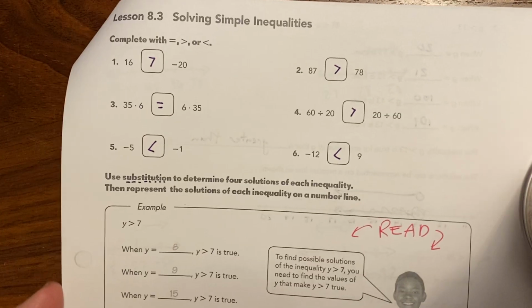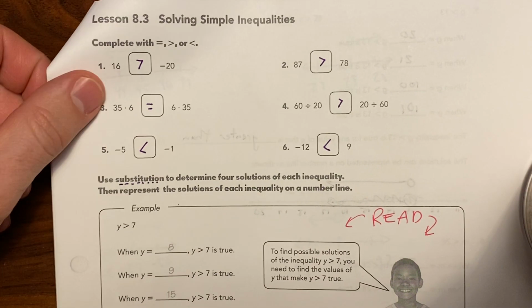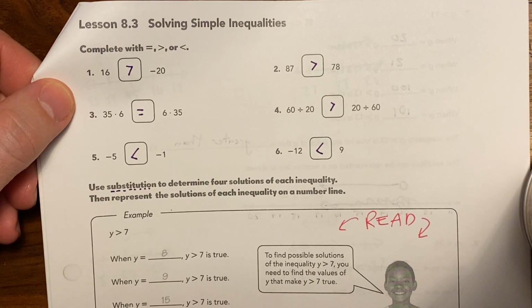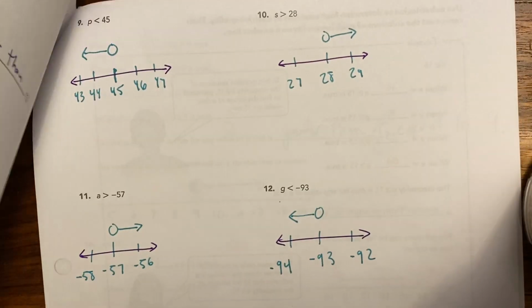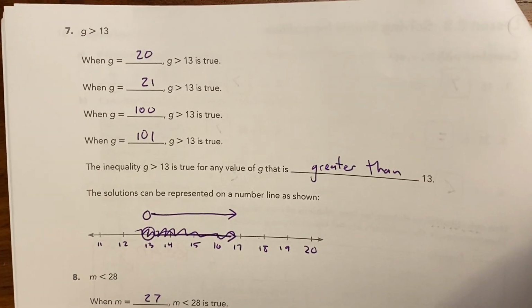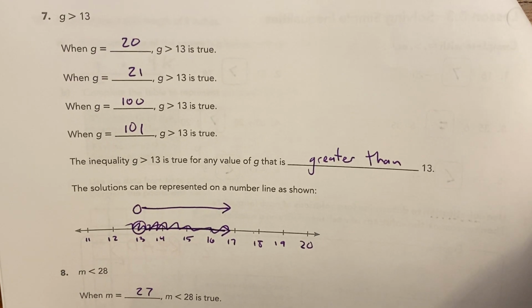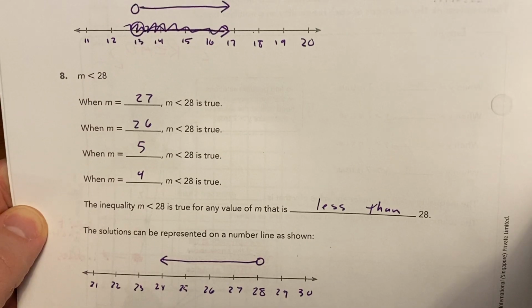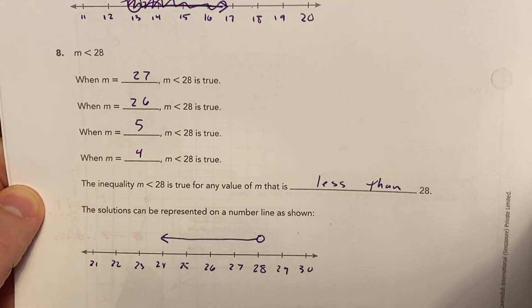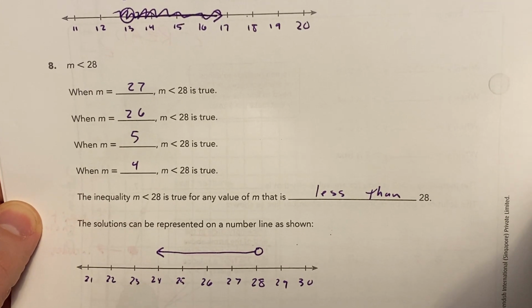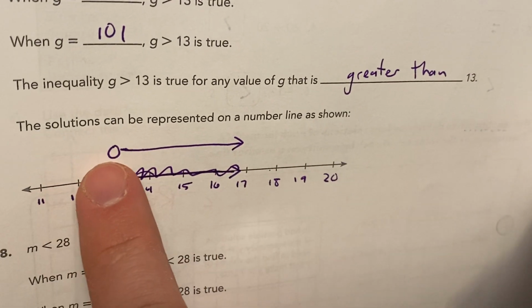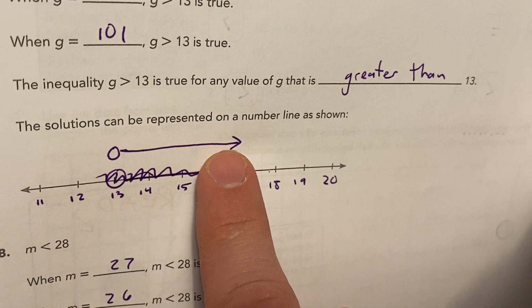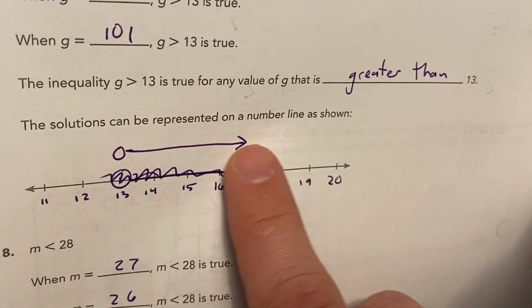All right, here's section 8.3. Solving simple inequalities: greater than, less than, equal to, and then we get into some other concepts and how you represent these. 7 and 8, here are your answers. Your answers actually could vary on 7 and 8. There are lots of answers. I think infinite answers could work here, but this is what you really need to get right. This is the new skill. How do you show an inequality on a number line?